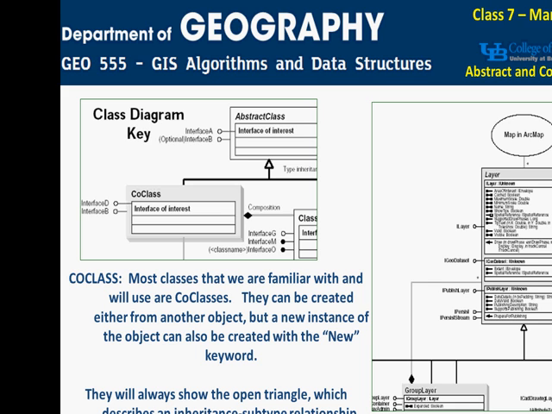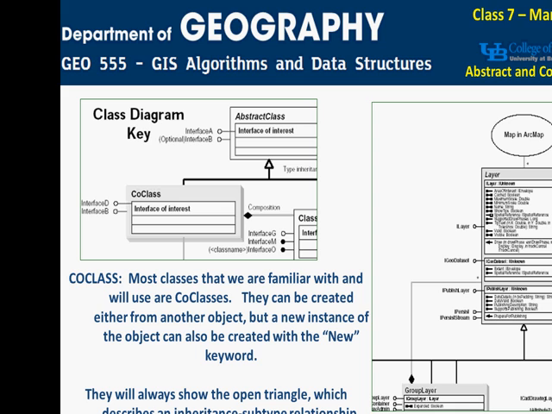Those classes are what we call co-classes. On the object model diagram, they're gray and they have a 3D look to them. A co-class can be created from another object. You can also create a brand new object of the type co-class with a new keyword. We've seen a little bit of that to date. We haven't done that much.